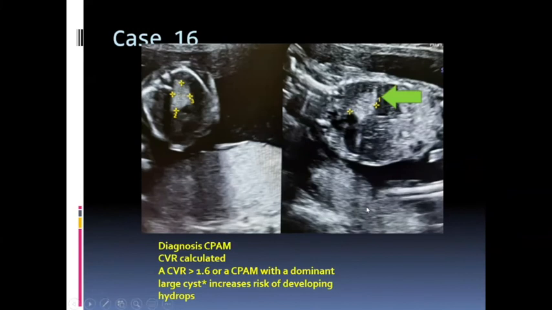CVR ratio has to be calculated. If the CVR ratio is more than 1.6, or if the CPAM is having a dominant large cyst, there is increased risk of developing hydrops. How you calculate the CVR is you have to measure the CPAM, the abnormal part, and it is divided by the head circumference to get the CVR ratio.